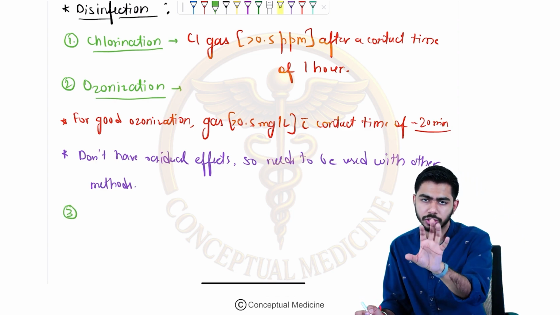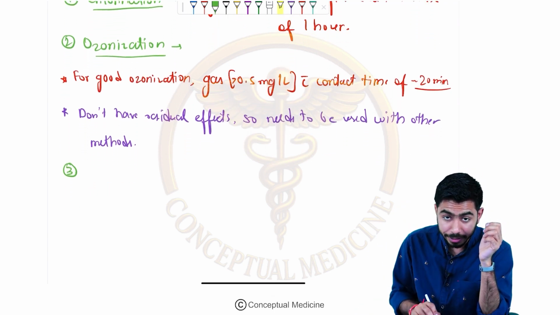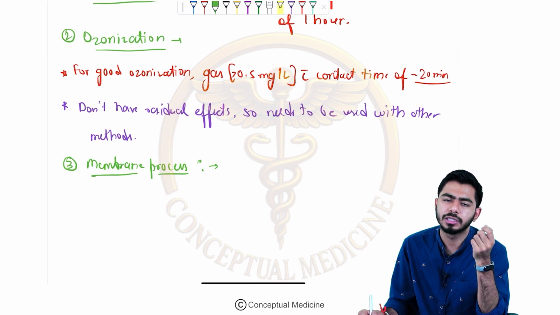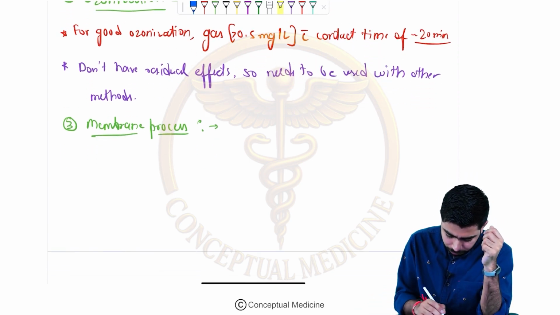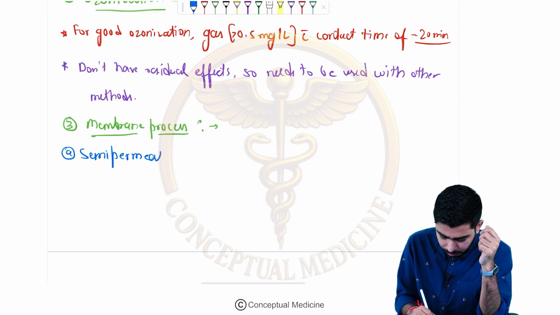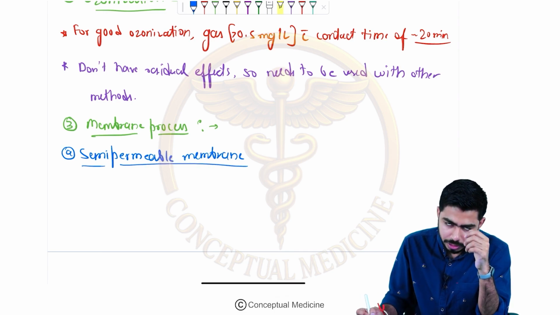The next one we shall talk about: we have the chlorination method, we have the ozonization method for the disinfection of water, and we have the next one, that is the membrane process method. In the membrane process method, we are using several kinds of filtration products. Some of them you might have heard about and seen also. The first method is the semi-permeable membrane.